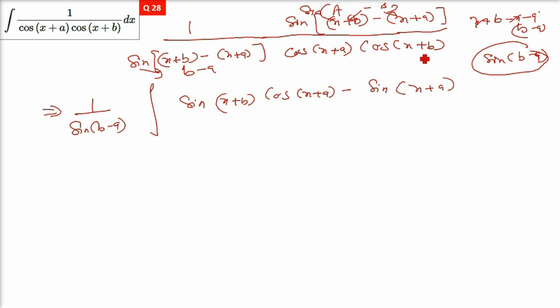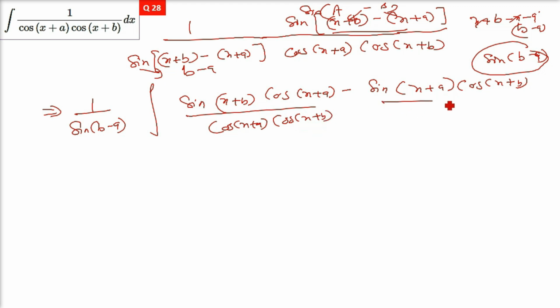Eventually there is cos(x+a) and cos(x+b) in the denominator. That is important because there will be a lot of calculation and cancellation which will take place. So just put cos(x+a) and cos(x+b) in the denominator for both the terms which we got just now after expanding the sin(A minus B) formula. Integration is already there, dx is already there. Don't forget about that.